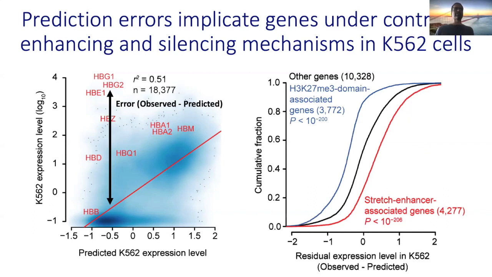In contrast, I also observed that the model was over-predicting genes that were associated with H3K27 trimethylation domains, which is a classic mark of gene silencing. So we could detect a cohort of genes that were both activated, presumably by enhancers, or silenced by these repressed domains.